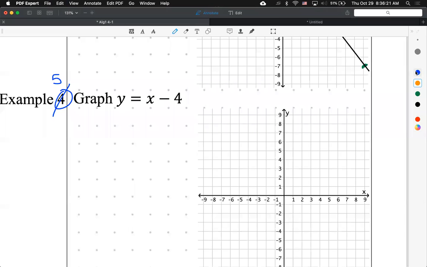All right, solving this one. The main thing you need to know is that the number in front of the x is 1. So that means that we're going to have y is equal to 1 over 1 x minus 4, the same equation. Y-intercept, -4. And from there, you're going to go up one, right one. So up one, right one, up one, right one, up one, right one.